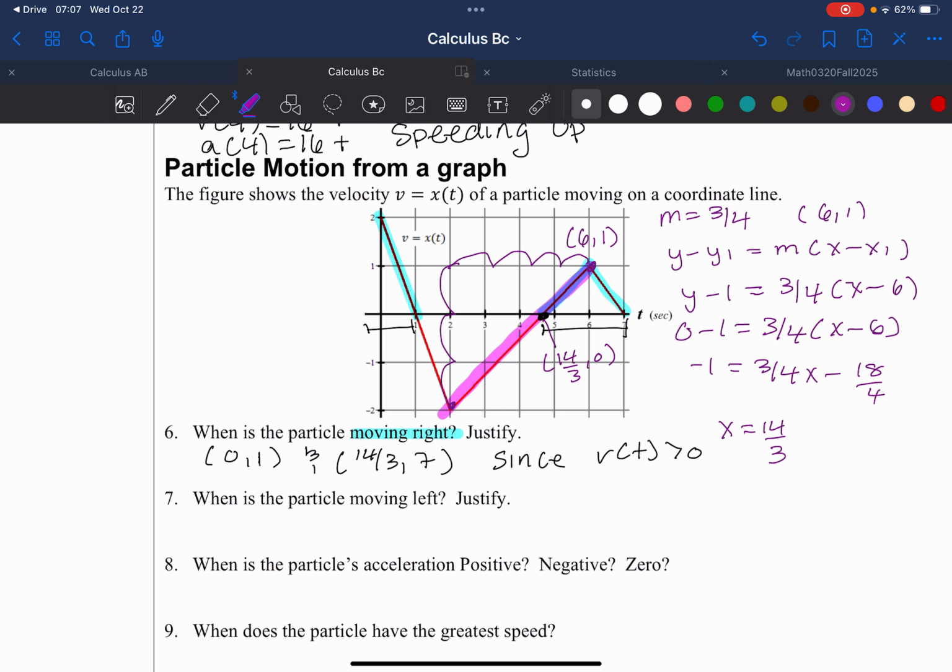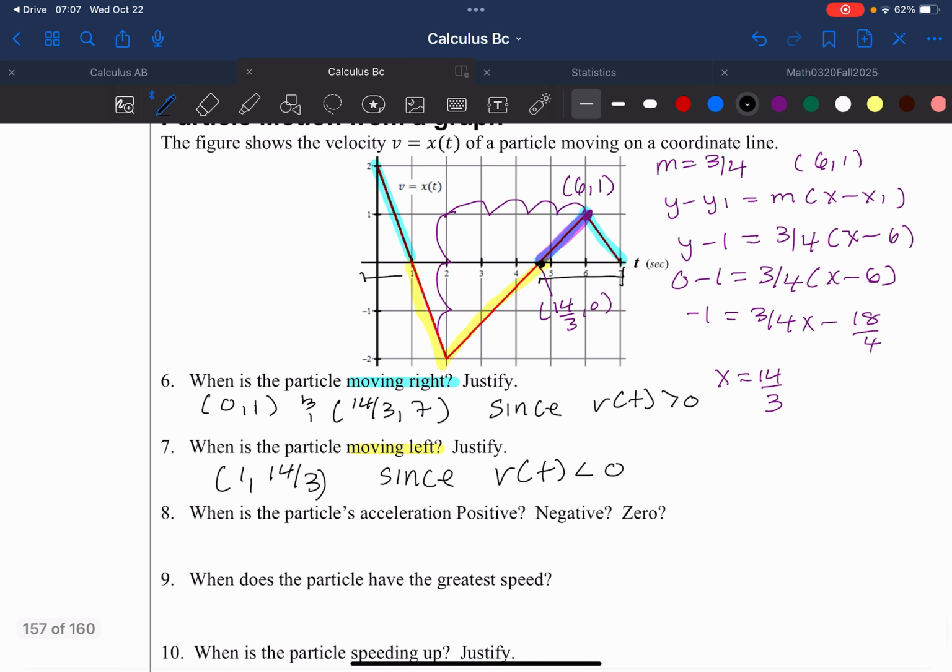Then it says, when is the particle moving to the left? Well, we know it's moving to the left when v of t is less than 0. So let me erase some things on here. Okay, and we know that it's going to be less than 0 at these intervals here, where the function is below the x-axis. Well, that is going to be from 1 to 14/3. And again, this is since v of t is less than 0.